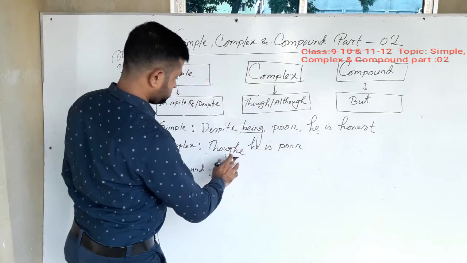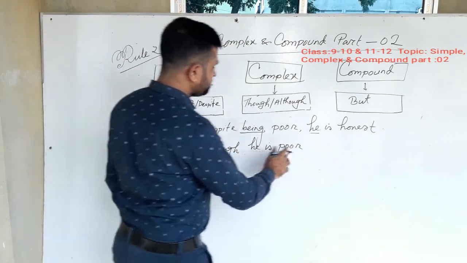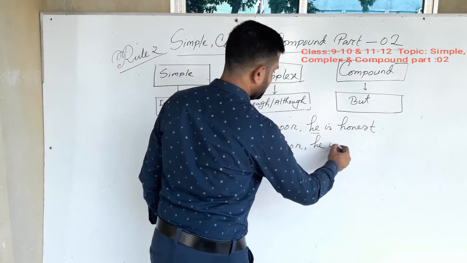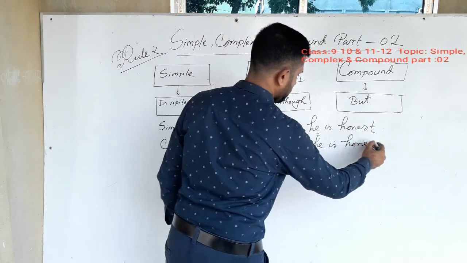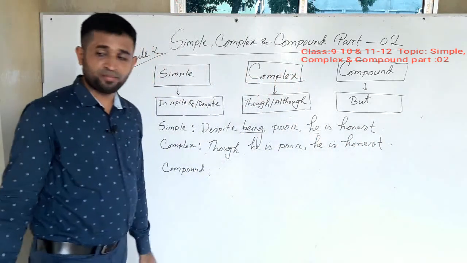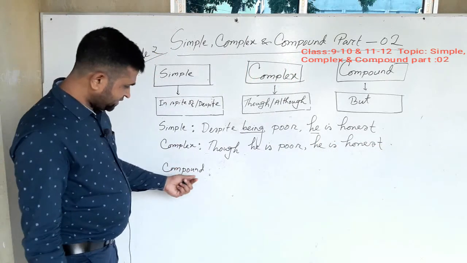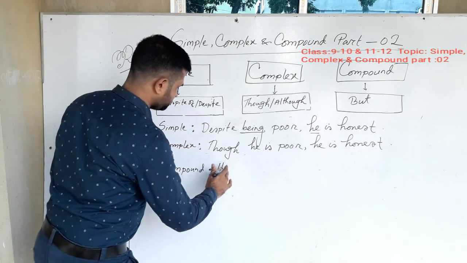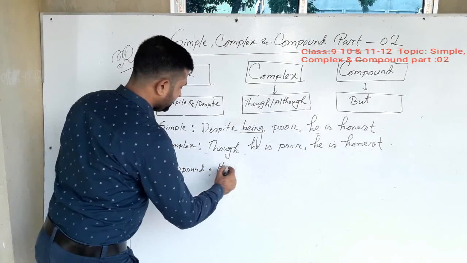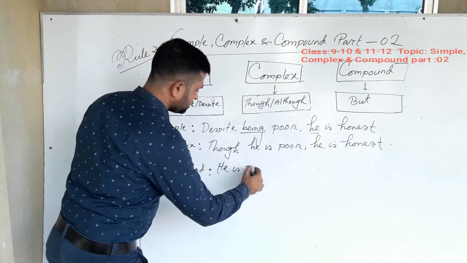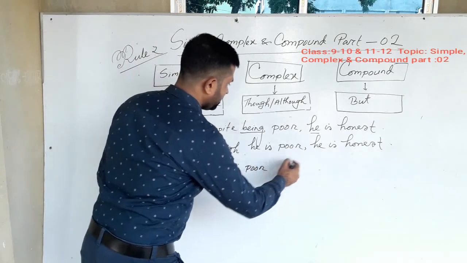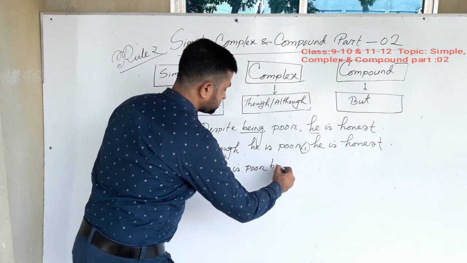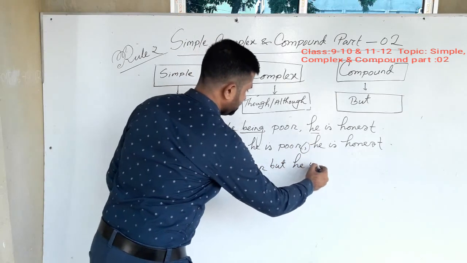Though he is poor, he is honest. Dear viewers, match with me, compound sentence. He is poor. Instead of the comma, I can use "but": he is honest.